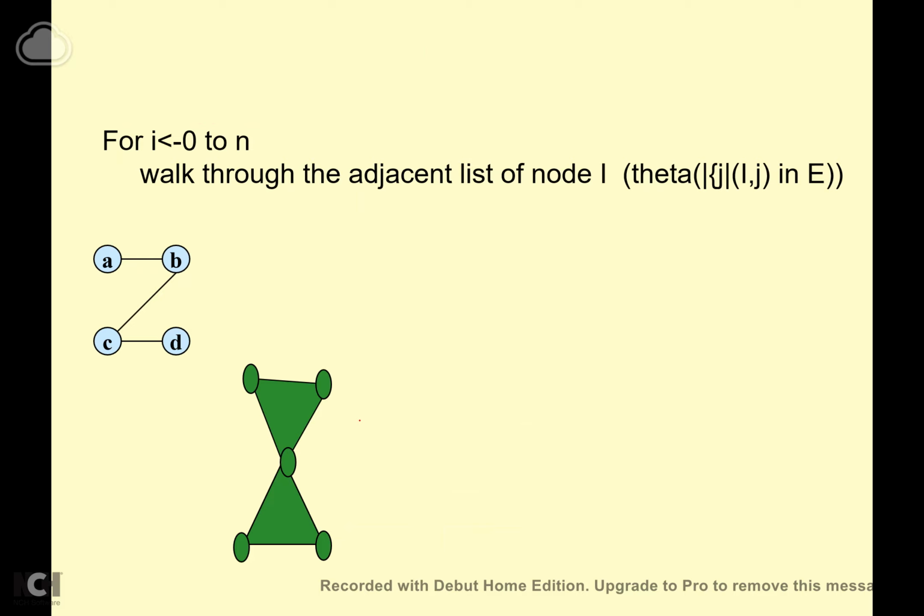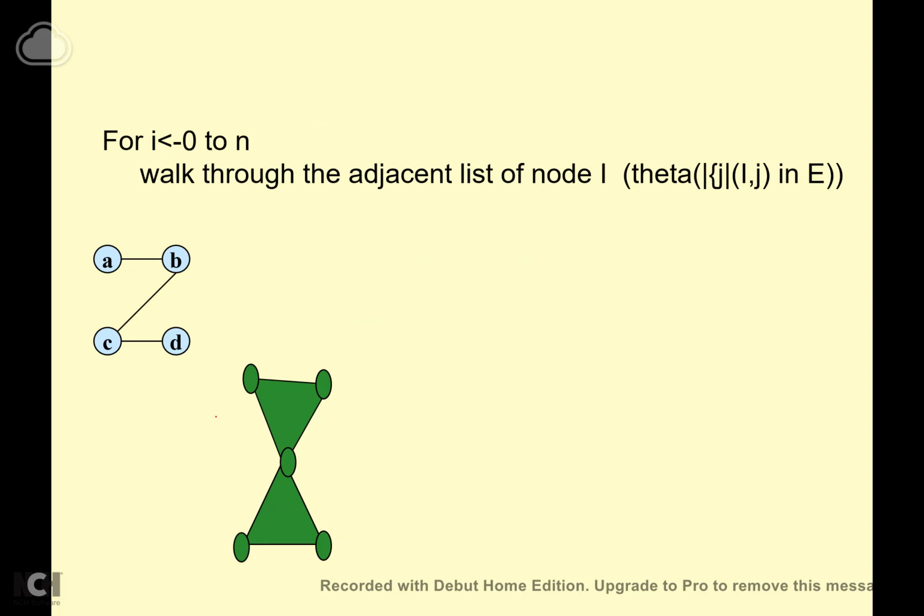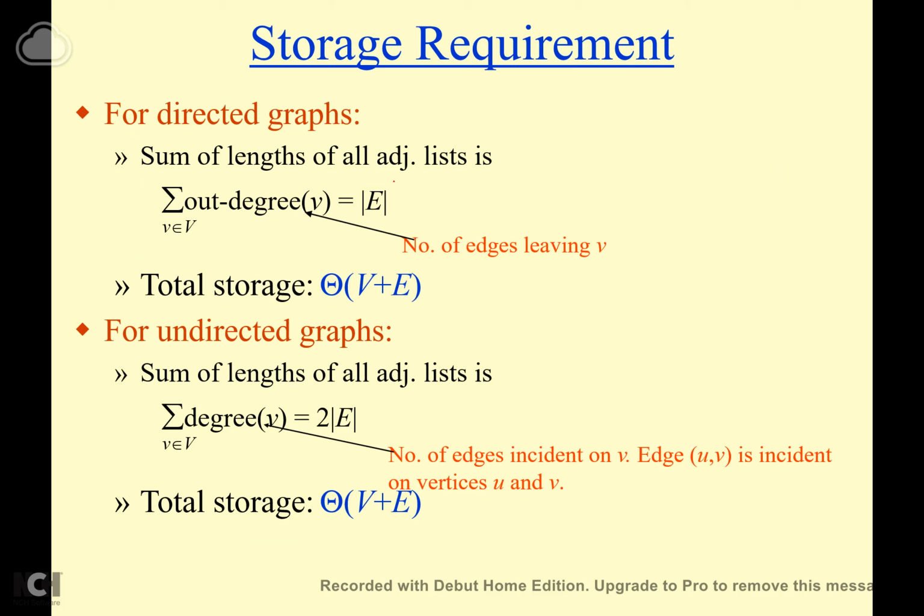Now the question is, how can you write the code to represent these two, right? For i from 0 through n minus 1, because it starts from 0, then you have n minus 1. Walk through the adjacency list of node i, and then you can make this adjacency list and adjacency matrix.